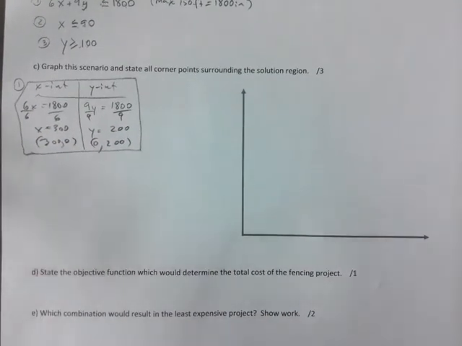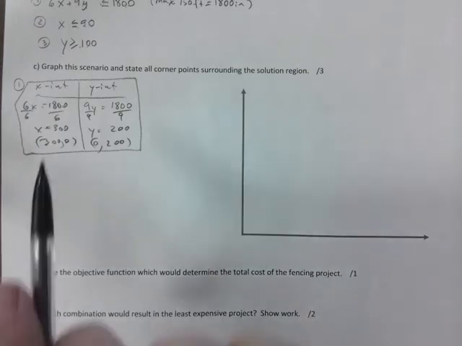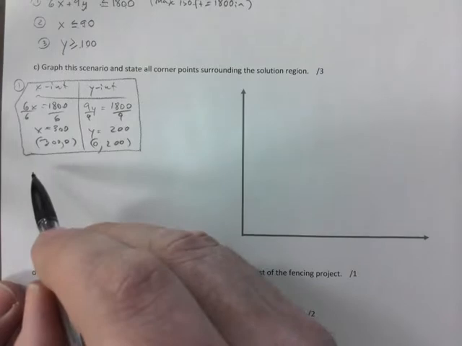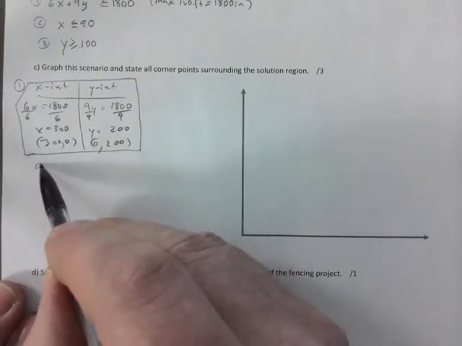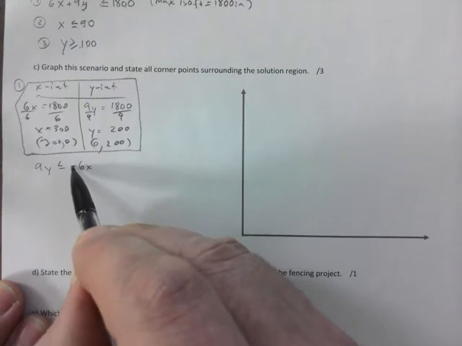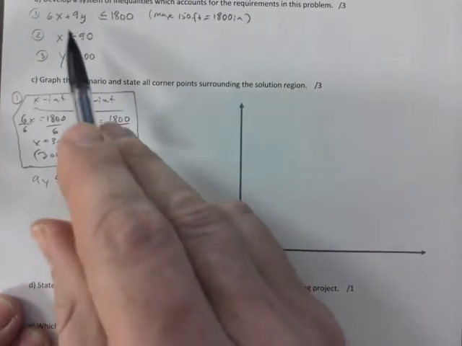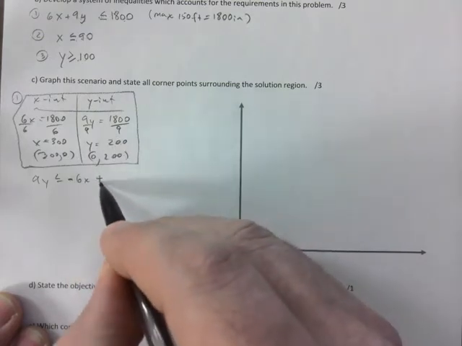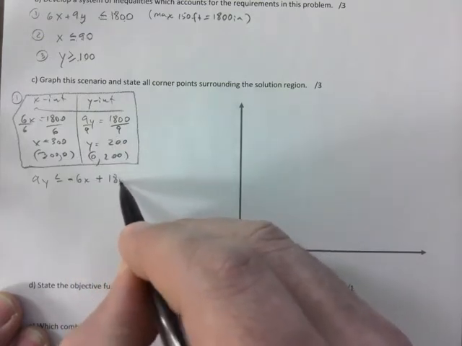Regardless of if you converted everything to feet or inches, you get the same intercepts. That should be clear, okay? And so I'm just going to rewrite it. So 9y is less than or equal to negative 6x. Please don't forget that, right? When the 6x comes over, it changes sign. Plus, we have that 1800 there.